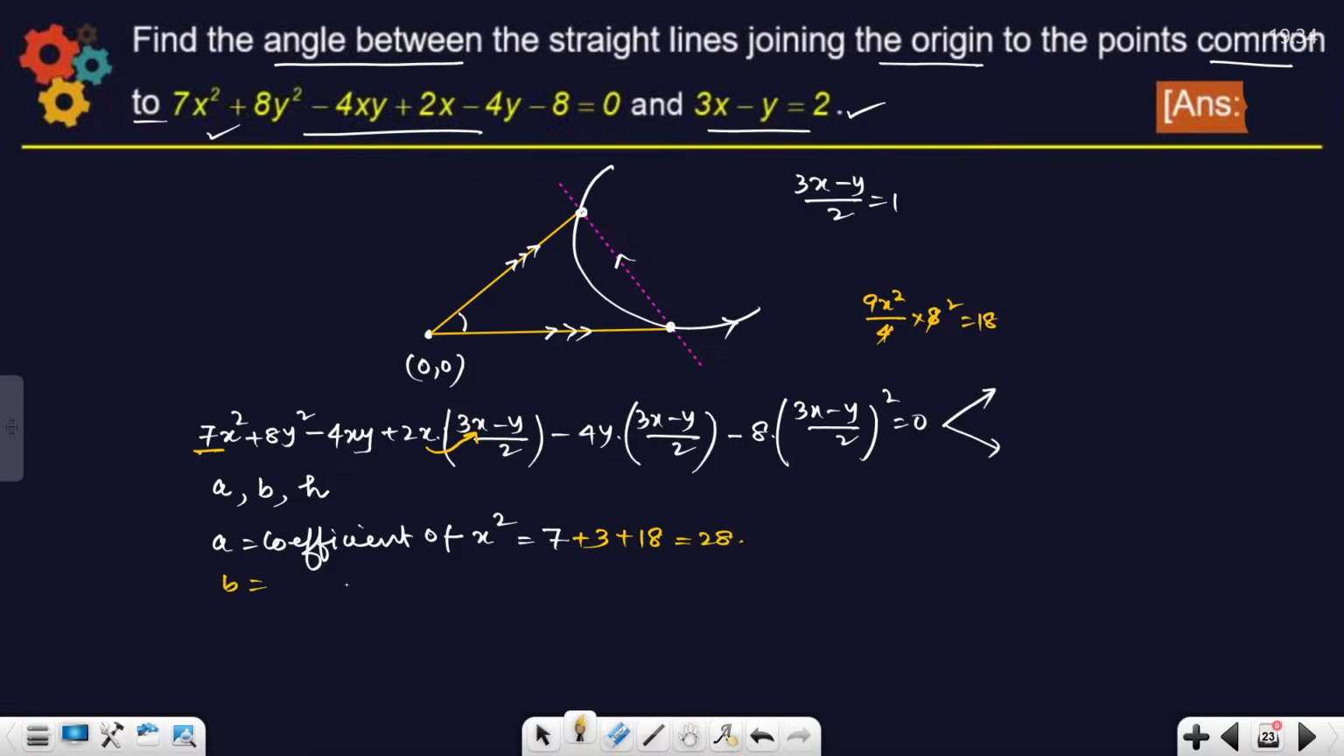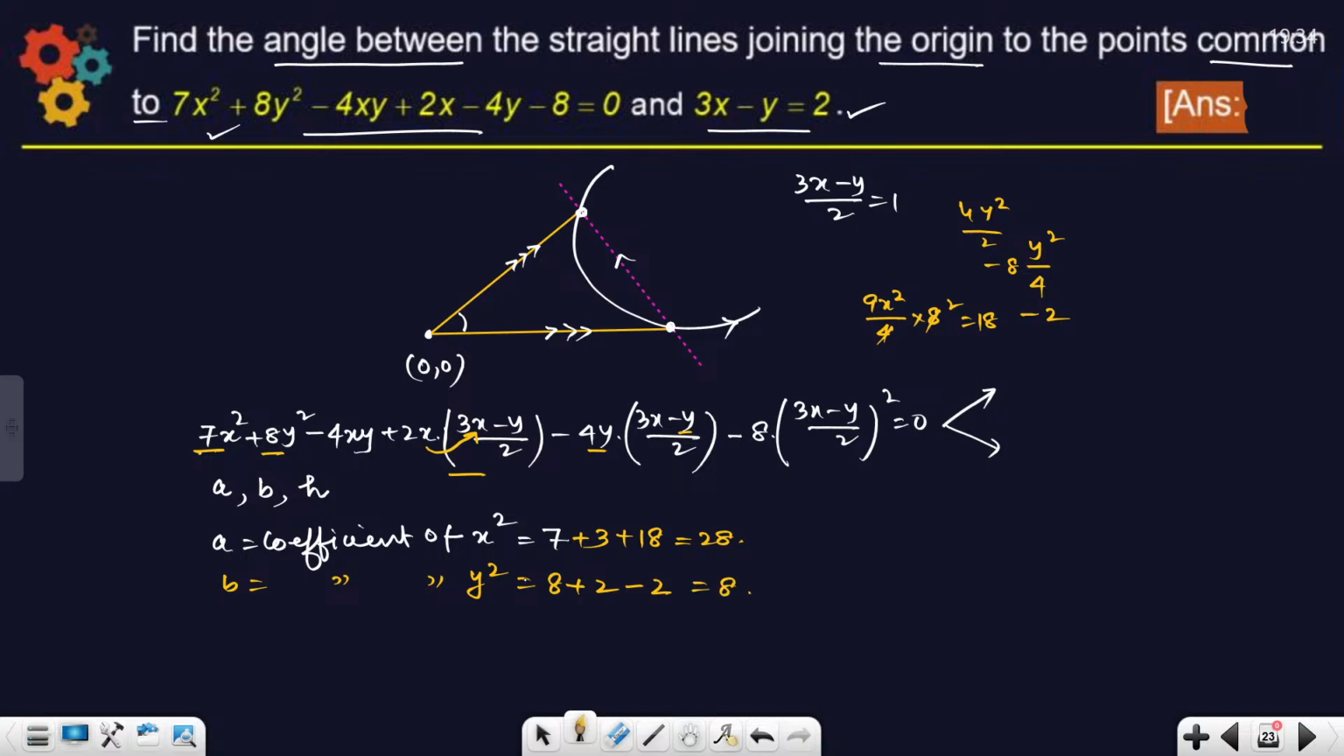Now what is B? B is basically the coefficient of y squared. It is 8. And from here, no coefficient of y squared. From here, we are getting 4y into this, so it is basically plus 4y squared by 2, that is 2y squared, so plus 2. Am I correct? And from here, we are getting y squared by 4, and minus 8, so it is minus 2 basically. Yes or no? So we are getting this thing as 8.